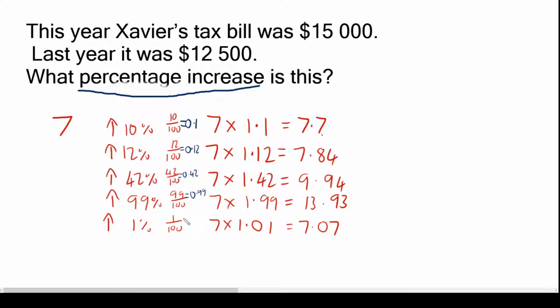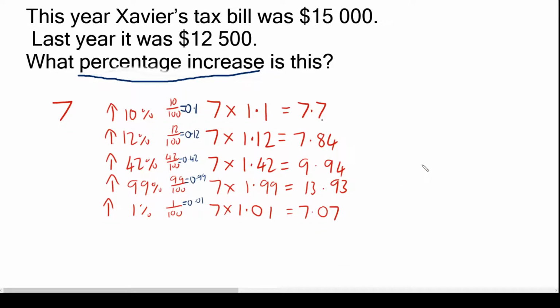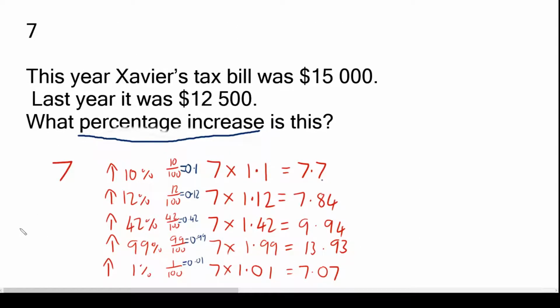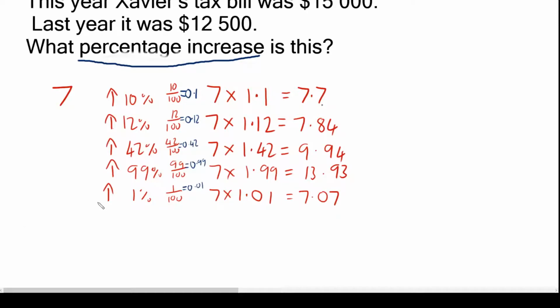And what if we wanted to increase 7 by 1%? That's just 0.01. So 7 times 1.01, because we're increasing it by 1%, is 7.07. All right, now let's look at the harder numbers here. So we've got 12,500.